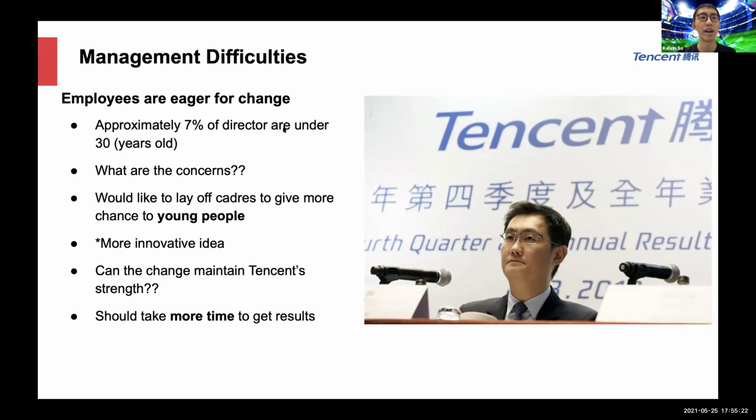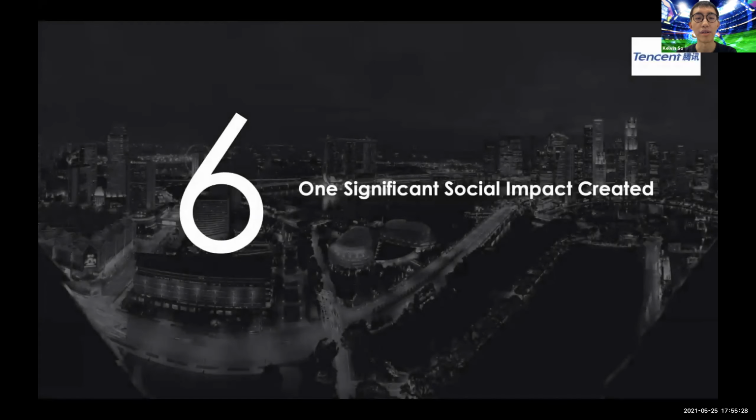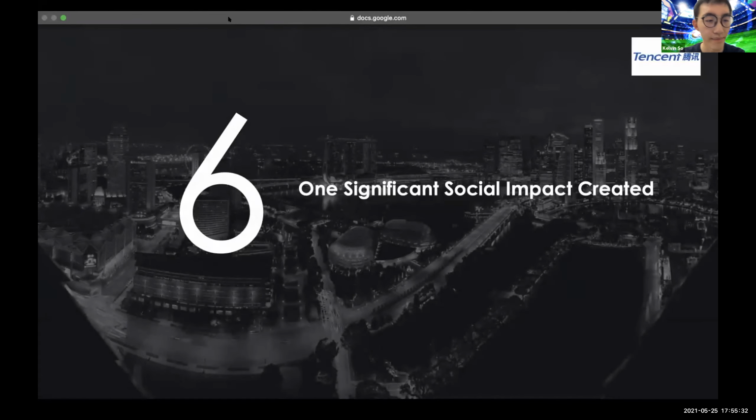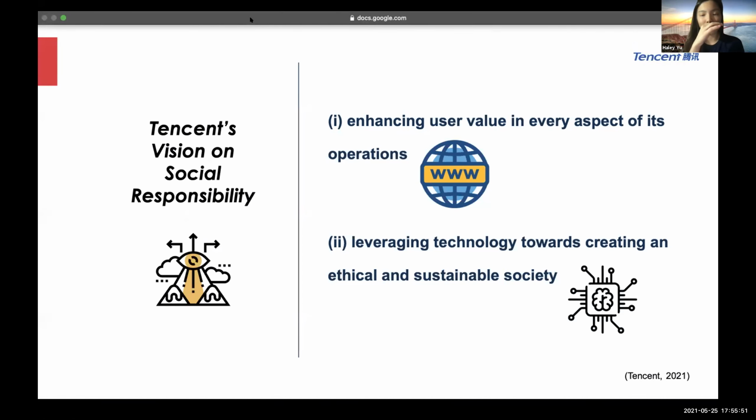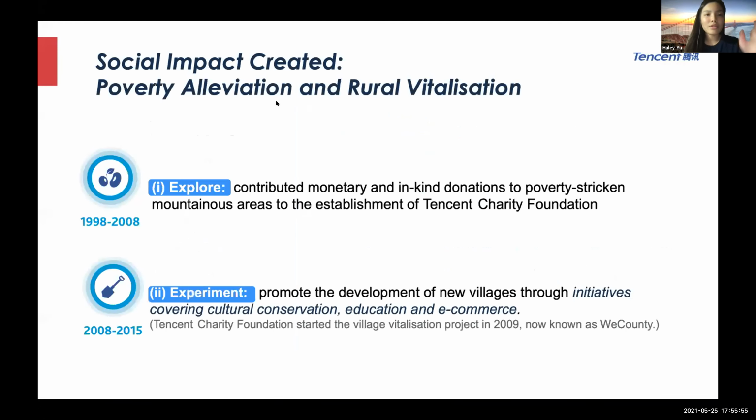And next, I will hand over to Haley to talk about how Tencent increased its social impact by promoting its vision on social responsibility. Hi, I will talk about the vision on social responsibility first to refresh your memories. The first vision is to enhance user value in every aspect of its operations. The second one is to leverage technology towards creating an ethical and sustainable society. I would like to talk about the development of the social impact that the company has created. Due to the time limits, I will just talk about one significant one, which is poverty alleviation and rural vitalization.